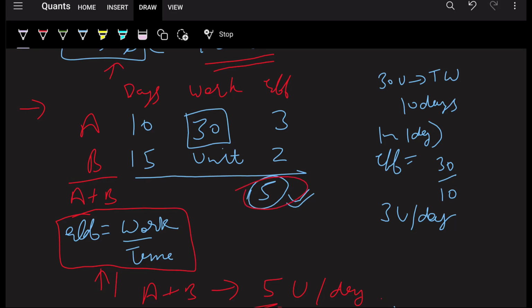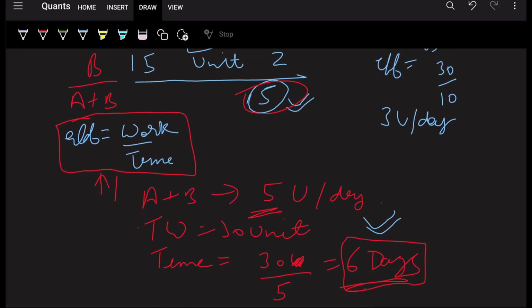Okay, now if the A plus B efficiency is 5, that means in one day they are completing 5 units of work, and the total work is 30 units. So now the time will be, we will apply this formula only, total work upon efficiency, which is 30 divided by 5, which is 6 days.